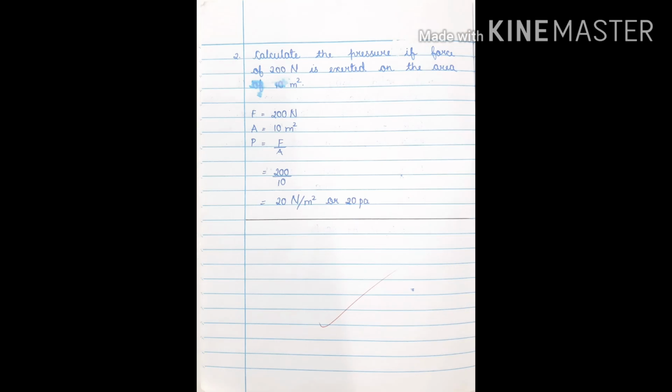Second question. Calculate the pressure if a force of 200 Newton is exerted on an area of 10 meters square. F is equal to 200 Newton. A is equal to 10 meters square. P is equal to F by A, which is equal to 200 divided by 10, which is equal to 20 Newton per meter square or 20 Pascal.